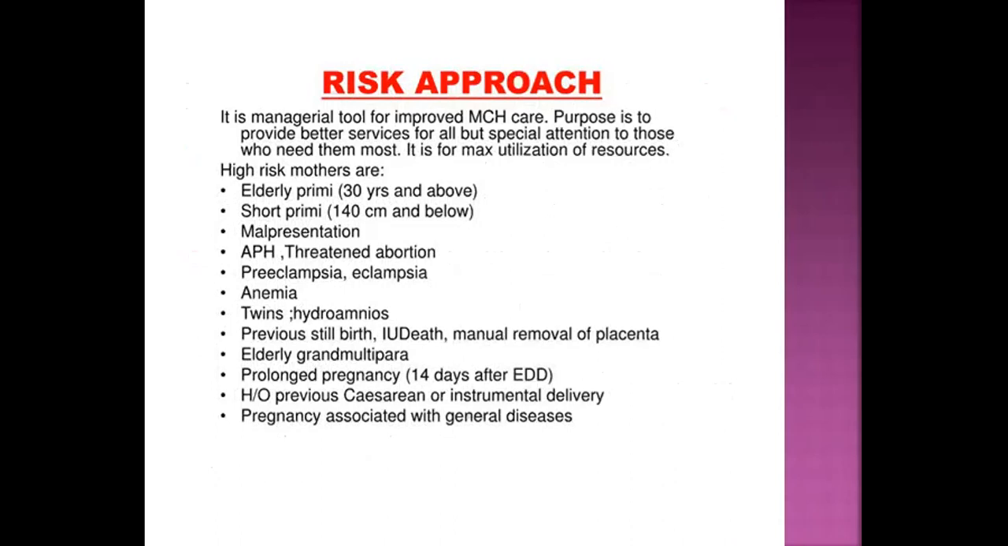High risk mothers are: elderly primigravida, short primigravida, malpresentation, antepartum hemorrhage, threatened abortion, preeclampsia, eclampsia, anemia, twin pregnancies, hydramnios, previous stillbirth, IUD or intrauterine death history, manual removal of placenta, elderly grand multipara, previous prolonged pregnancy, history of previous C-section or instrumental delivery, and pregnancy associated with general disease.